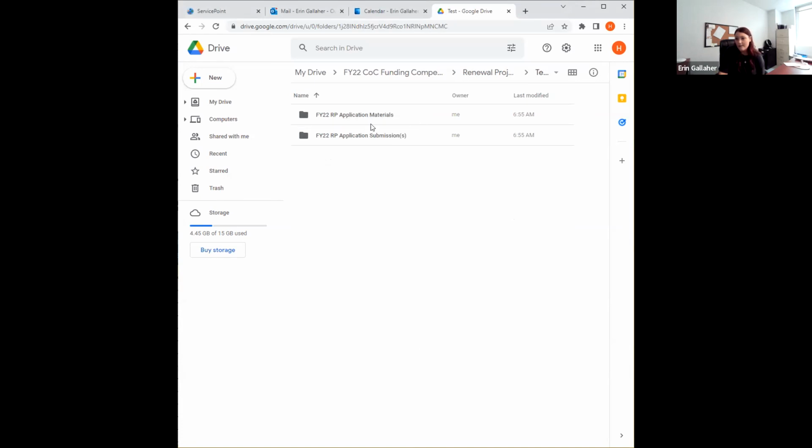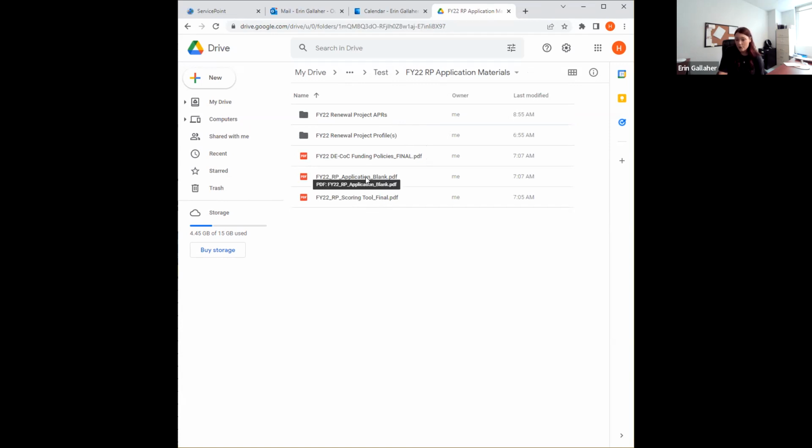You will have the fiscal year 22 renewal project application materials in one, and then you will have the submission folder separately. So the process will be once you provide me with the emails of those who are your authorized users, they will get access to your folder, and then they will come in here to see the renewal project applications. There will be one folder that houses all of the project APRs that were used to make the renewal project profiles. There will be a folder that contains all of the renewal project profiles. And then the policies and scoring tool were included just for reference.